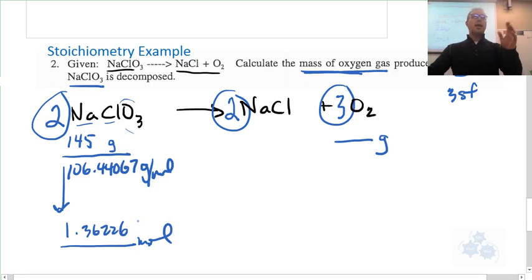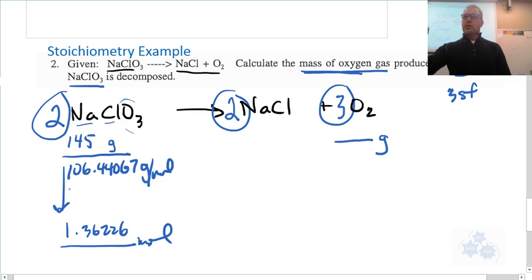1.36226. Okay, so again, that's just a word of caution there. Try not to round too early in the question. Keep all the decimal places that you can until the very end. Because if we do several calculations and we're rounding them to 2 sig figs right away, we're going to be way off at the end. So keep those decimal places.